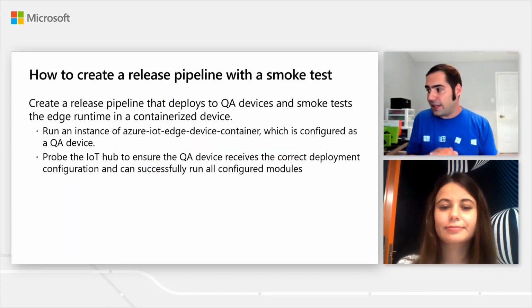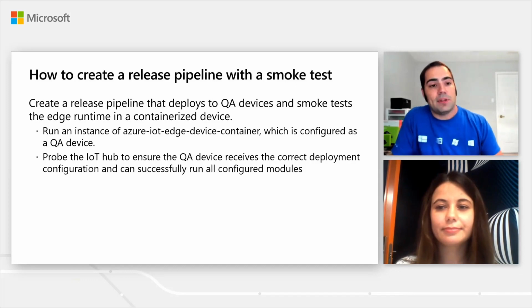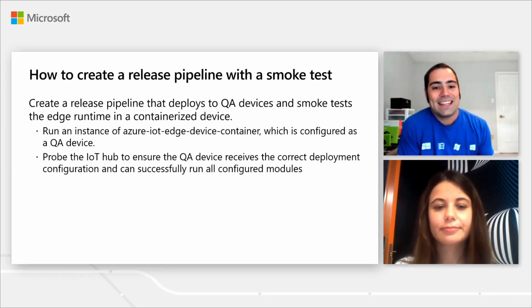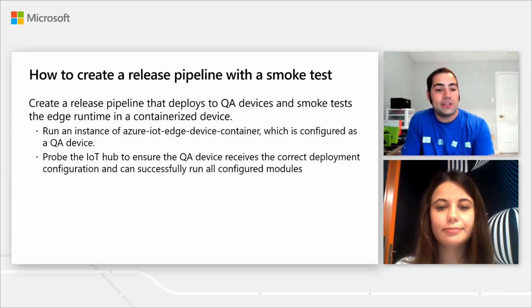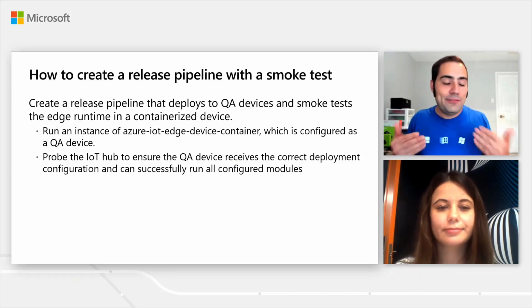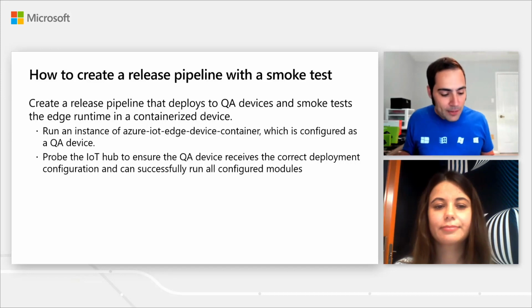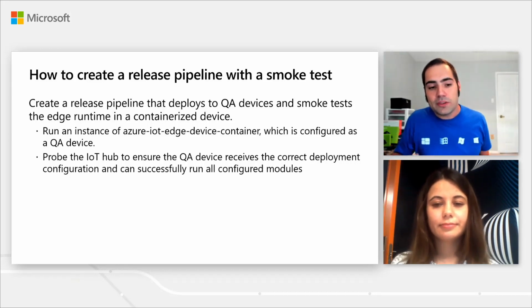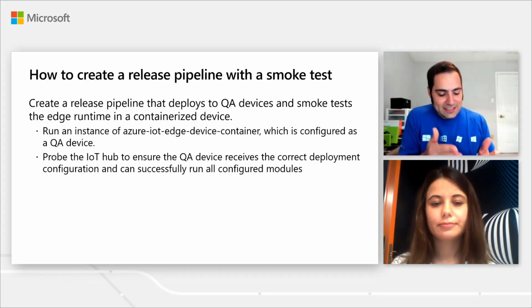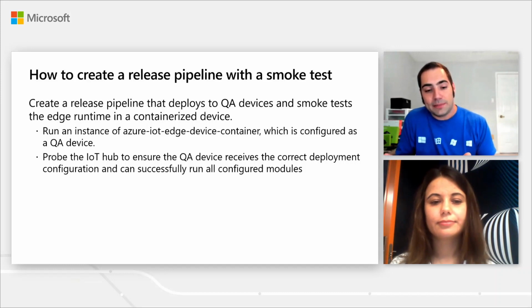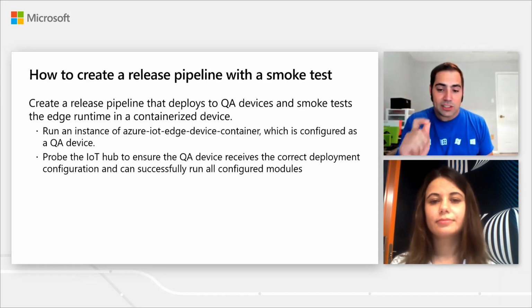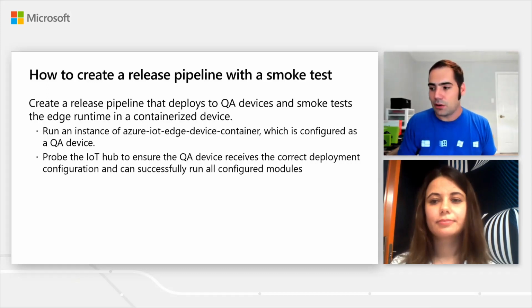So next we're going to look at how we can create a release pipeline with a smoke test. And now what we're going to do is utilize a containerized instance of an Azure IoT Edge device. We're going to configure this as a QA device. And once we stand up that device and register it with our IoT hub, we're then going to expose it to a script that will probe it to see if it's applied the correct deployment. And once it verifies that, it will go one by one down each of the modules specified in that deployment to ensure they're all there.